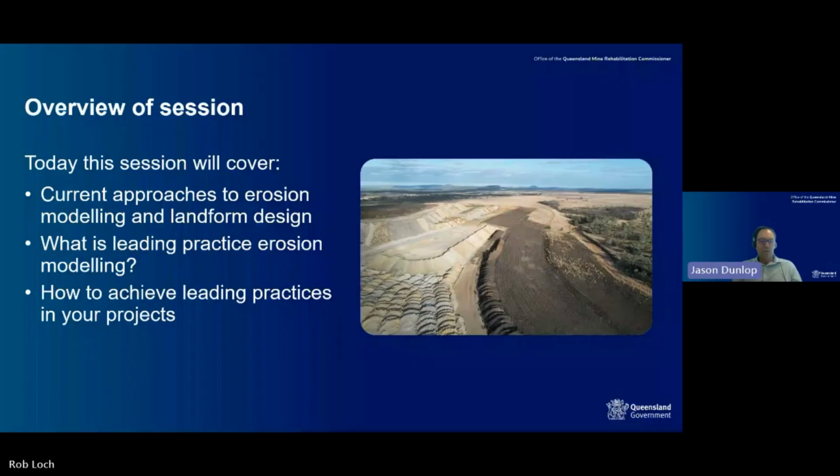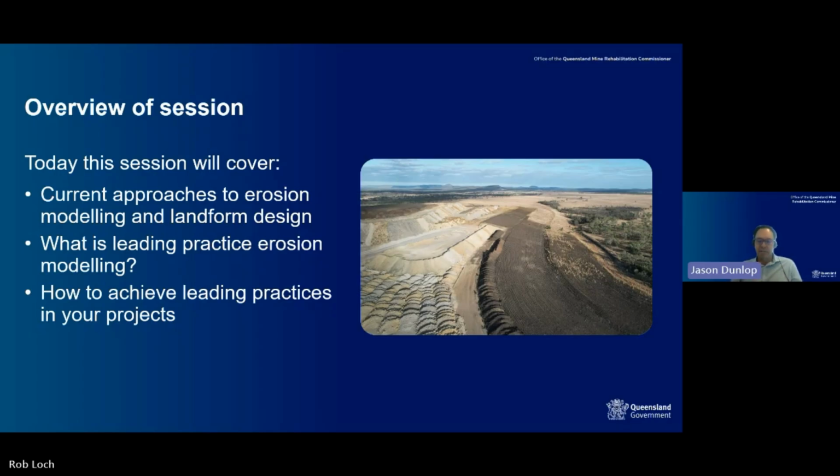Thanks, Sam, and welcome everyone to this session on leading practice erosion modelling to design post-mining landforms. We know that this is one of the most challenging parts of mine rehabilitation. Building post-mining landforms is hard. Often we're dealing with materials that are dispersive and prone to high levels of erosion. We're seeing episodic rainfall events that can cause quite a lot of damage on these fragile systems. So the consequence of failure is high.